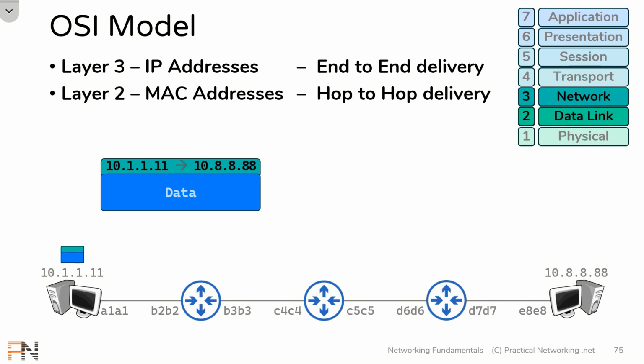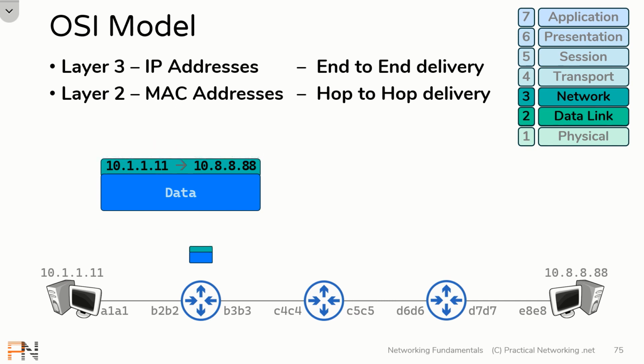But now this computer knows that the first step will be getting that data to the first router, which will prompt the computer to add layer 2 information to that data, and that layer 2 information is going to have a source MAC address of the computer's NIC and a destination MAC address of the first router's NIC. That's what's going to get this information to the first router. Once it gets there, we can remove that layer 2 information.